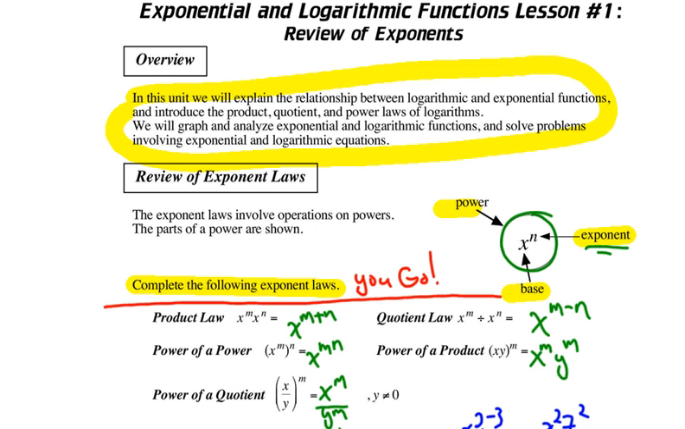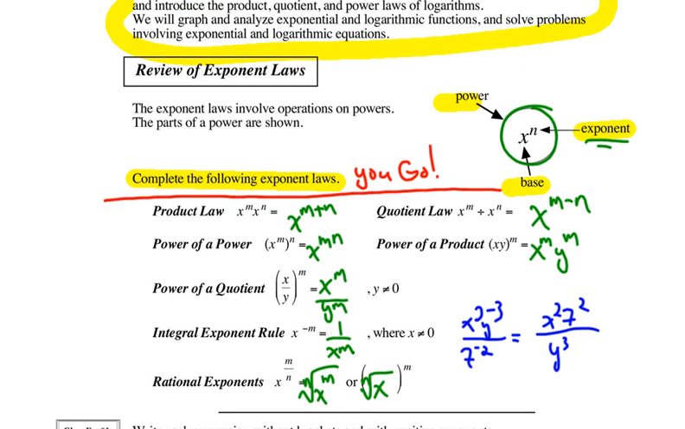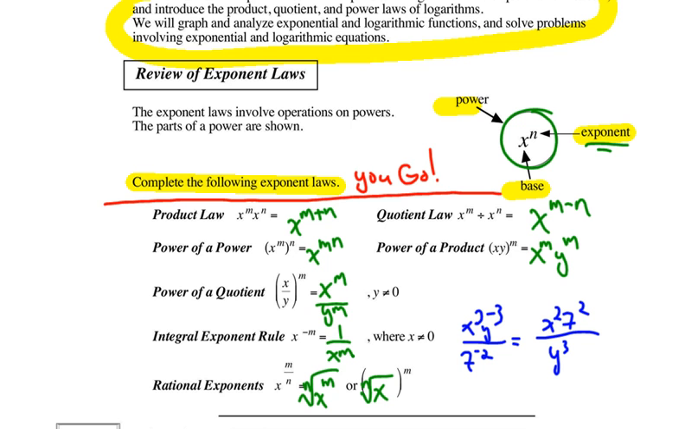As you look at the laws, it's really important that we use these properly. When we have a product law, we add the exponents if they have the same base. If we have a quotient law, we subtract the exponents if we have the same base and we're dividing. The power of a power, we multiply exponents. Power of a quotient, we distribute that exponent to both. A negative exponent means that that power is misplaced, that it must be moved to the bottom or the top depending on where it belongs.